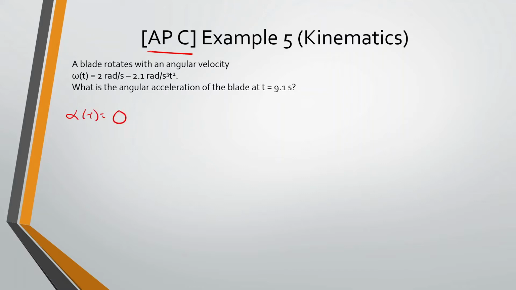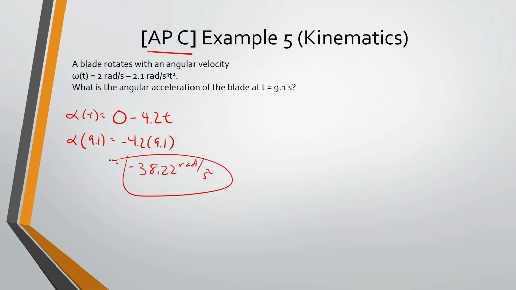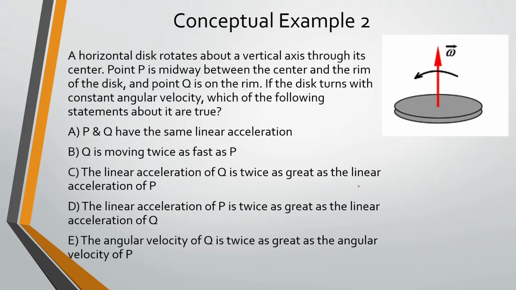So this is going to be 0 minus, and then this 2 is going to go over here if we use the power rule, minus 4.2 t. Okay, and then we want this at 9.1 seconds. So it's going to be negative 4.2 times 9.1, and this is going to give us a value of negative 38.22 radians per second squared. Okay, let's look at the next problem.